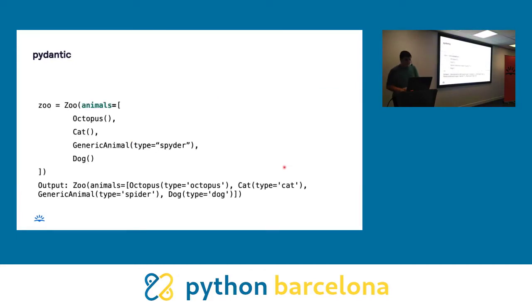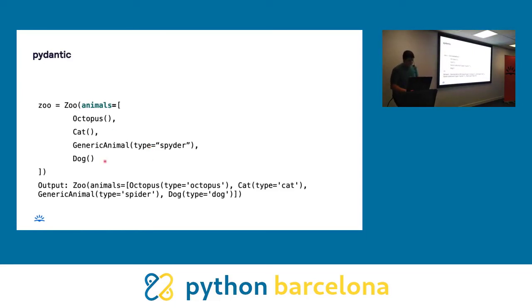If we see an example, we'll see a cool thing about how Pydantic tries to match a type. We create a zoo, and we say that an animal can be an octopus, and it automatically creates an instance of the octopus class, and it passes the validation because we said that octopus was a valid class. And the same with cat, and finally we have a spider. As we don't have any class for spider, we say that it's of type generic.